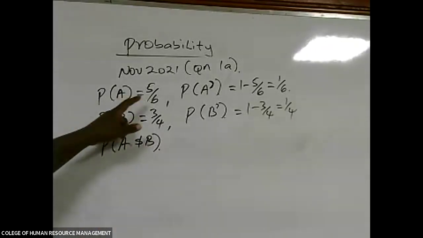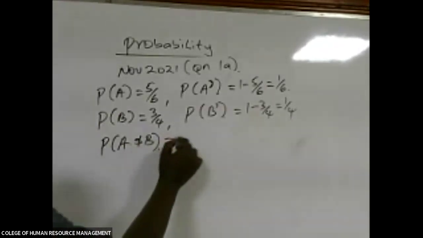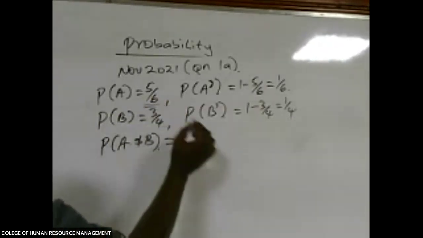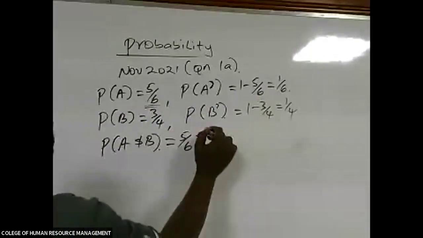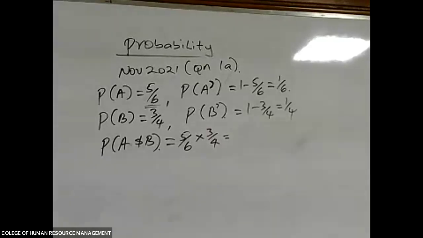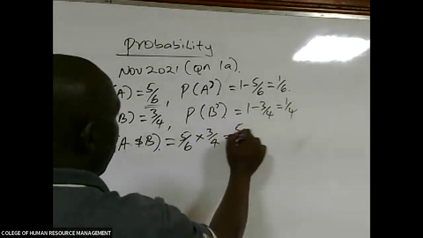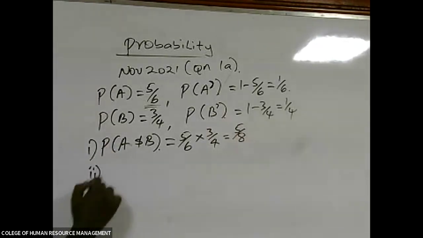It arrives on time here and arrives on time here. Because of and, we multiply the probabilities. The probability that it is on time in A is 5/6, times the probability that it is on time in B, which is 3/4. You get the answer, which will be 5/8. That is Roman 1. Roman 2.